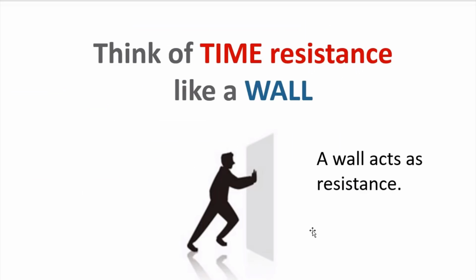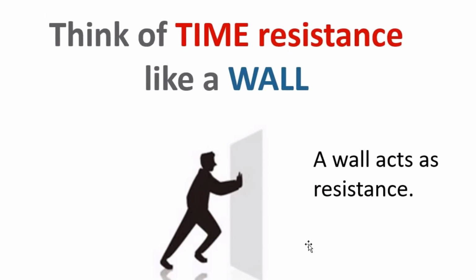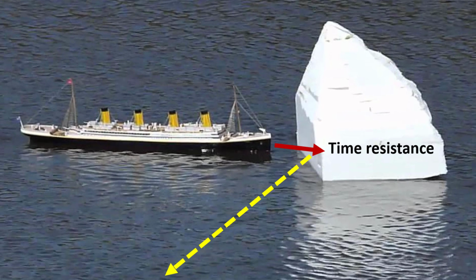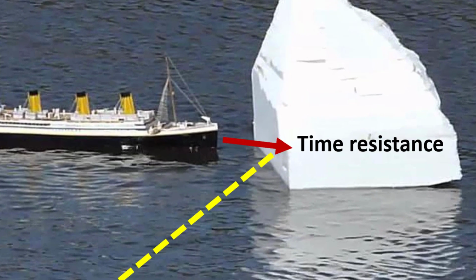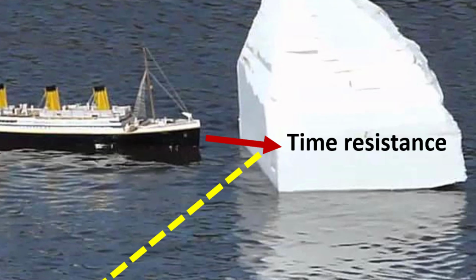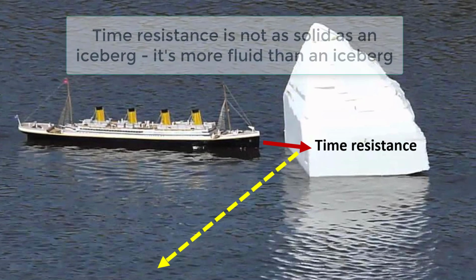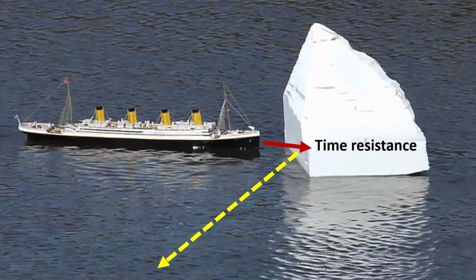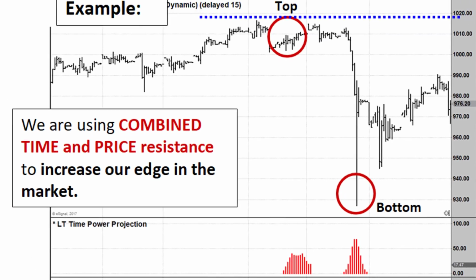So if you think about it, time resistance is like a wall. It's like a wall of resistance the price goes into. Another way to think about it is time resistance as an iceberg. Think of a ship that's moving towards an iceberg, and that ship has to change course, has to reverse and move out of the way of the time resistance, or the iceberg, if you think about it that way. So let me show you what I'm talking about here as an example.